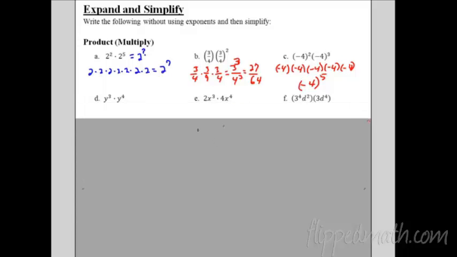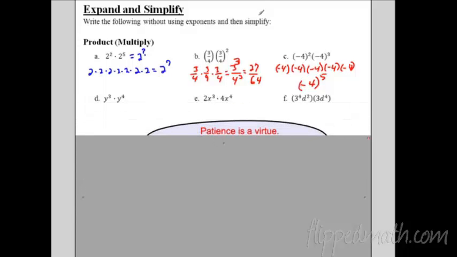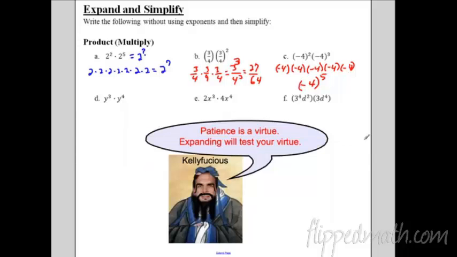Oh, a couple more. I'm glad I like them because we got more. Oh, we got something. A little something going on out here. What's going on out here? Oh, it's Mr. Kelly. I'm sorry, it's Kelly Fuchsius. Just like Confucius. He says, patience is a virtue. Expanding will test your virtue. Yes, it will. It definitely will, because it's going to take some time.